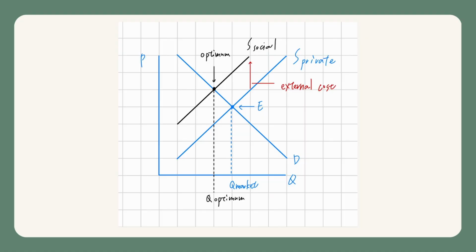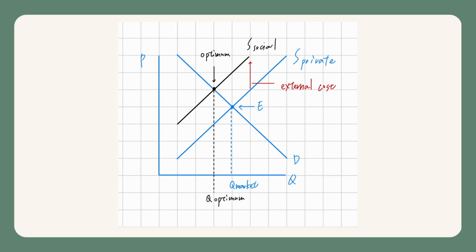This is the graph. In our graph, we compare private cost, PC, the cost that firms actually pay; social cost, SC, the true cost to society, which equals PC plus the external cost; and private benefit, PB, the demand curve that reflects consumers' willingness to pay. On the graph, PC intersects PB at the market equilibrium. This gives a market quantity, Q market, and market price, P market.